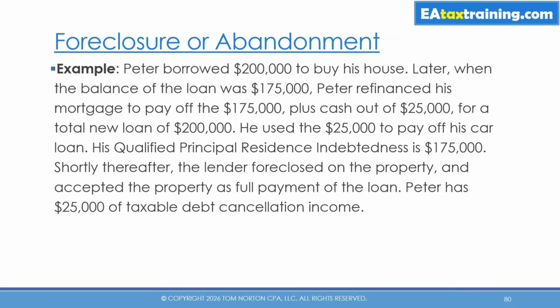Because he used that $25,000 to pay off his car loan, that portion he cannot exclude. But the other $175,000 he can, because it was a refinanced amount of an amount that was used to buy the home. If he had used that $25,000, let's say, to put a new addition onto the house, that then would have still qualified for the exclusion. And when it was foreclosed on, none of it would have been taxable. But in our case, that $25,000 is taxable.